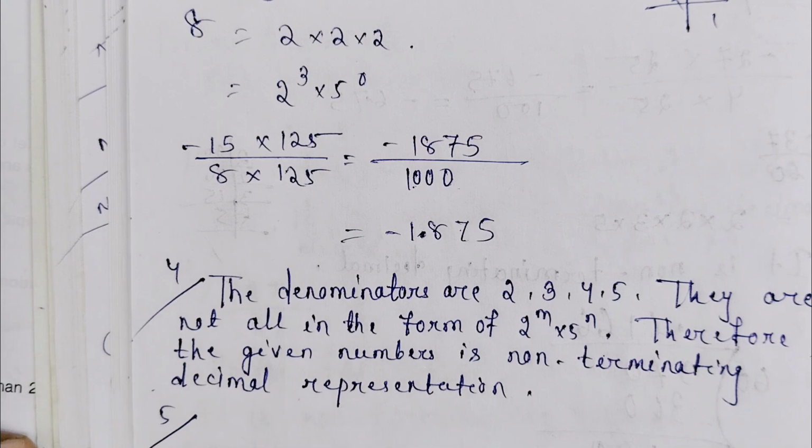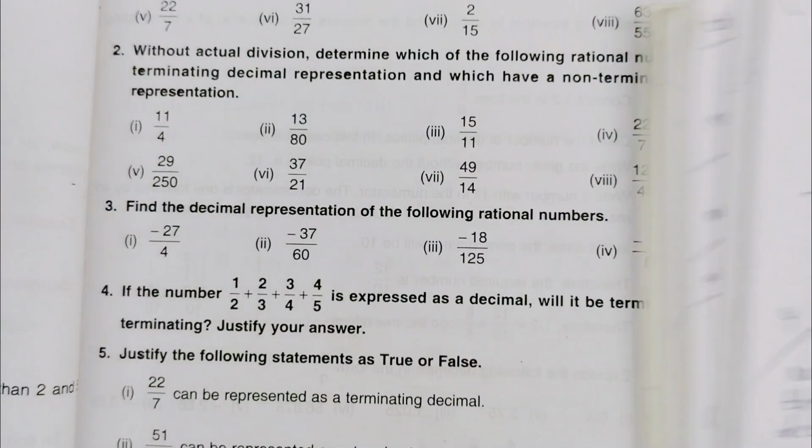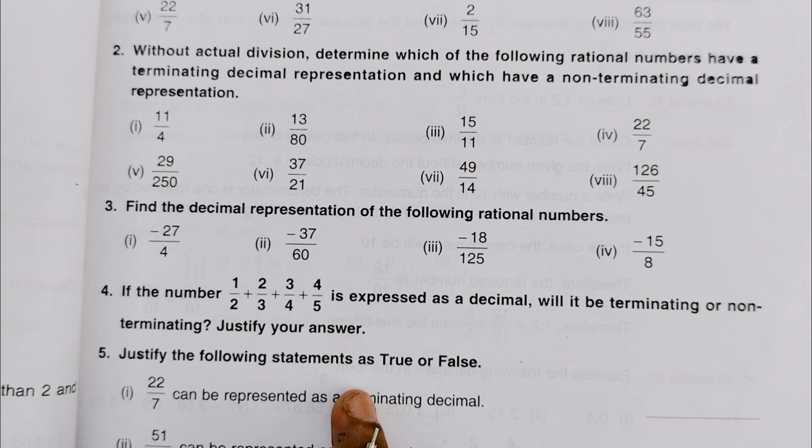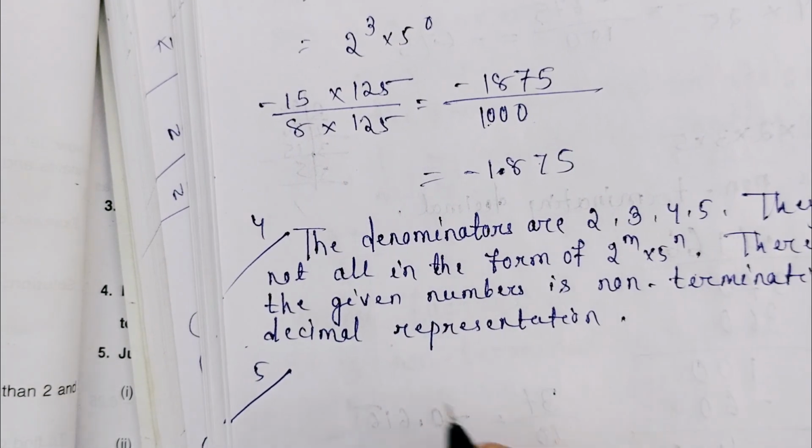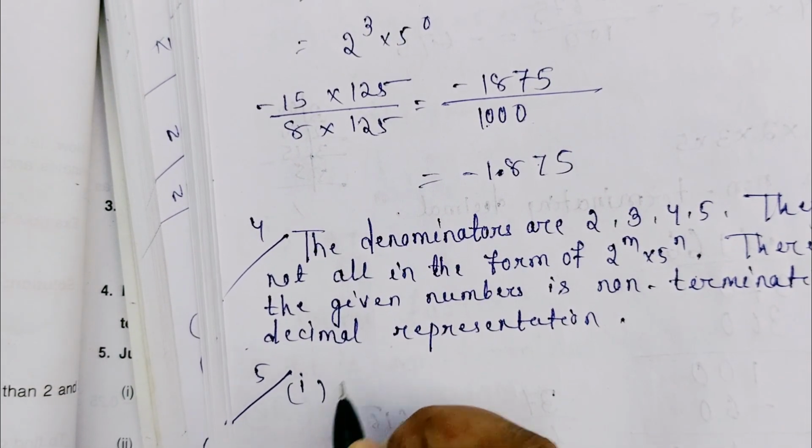Now we solve question number 5. Justify the following statements as true or false. 22 by 7 can be represented as a terminating decimal number. It is false because for 22 by 7, the prime factor 7 is not in the form of 2 to the power m into 5 to the power n. So it is a non-terminating decimal number. So we write it is false.